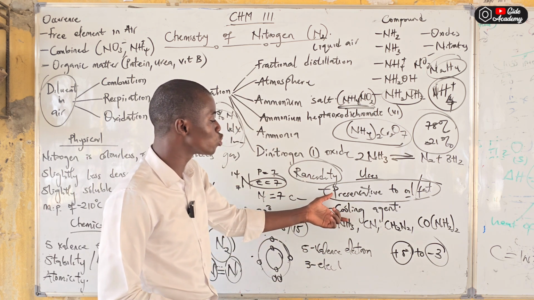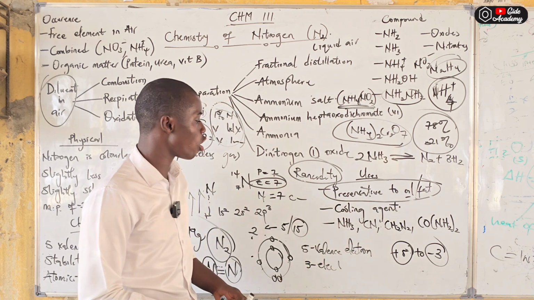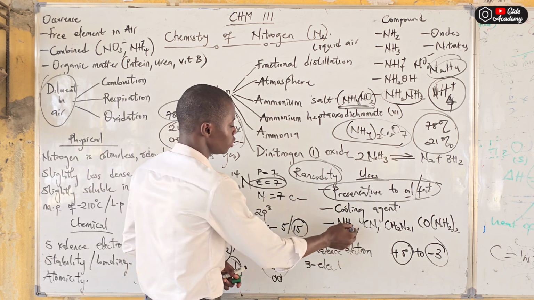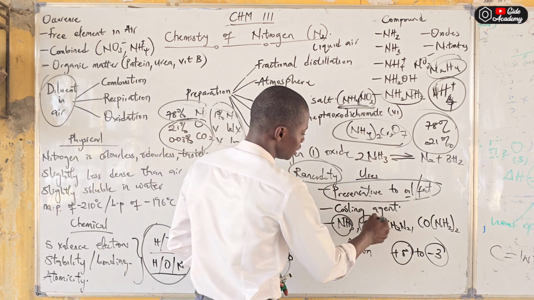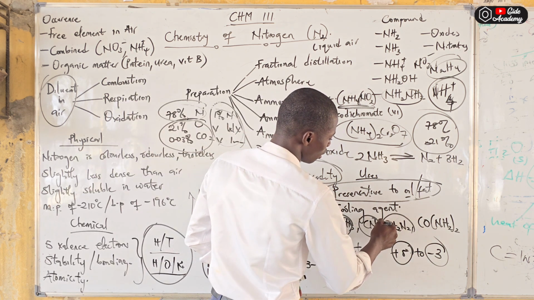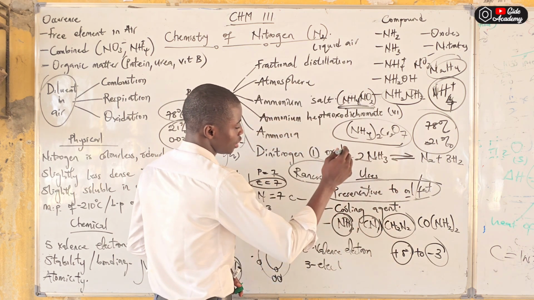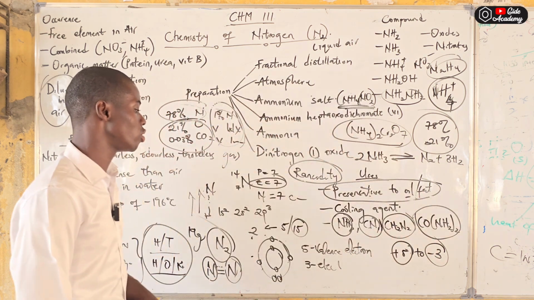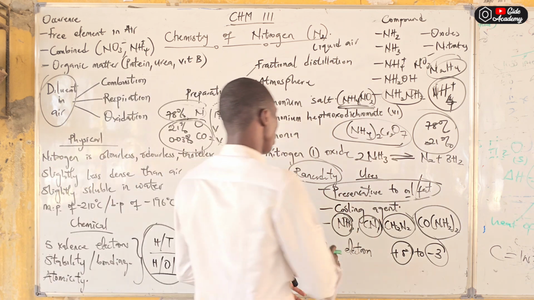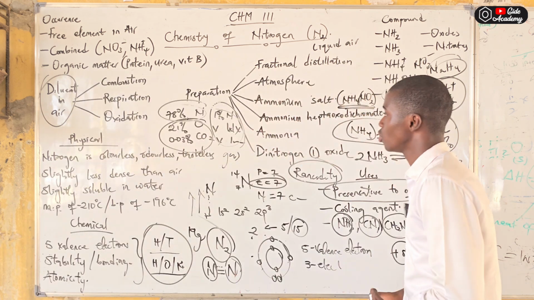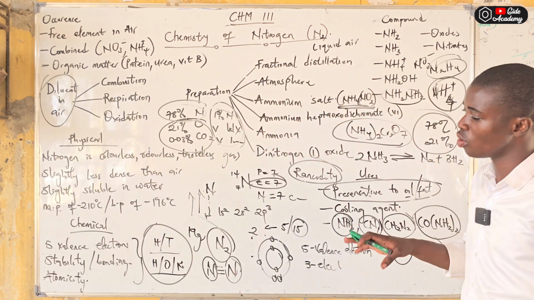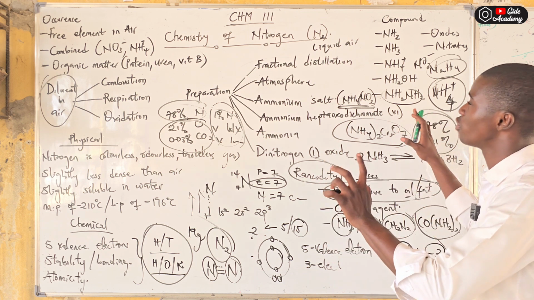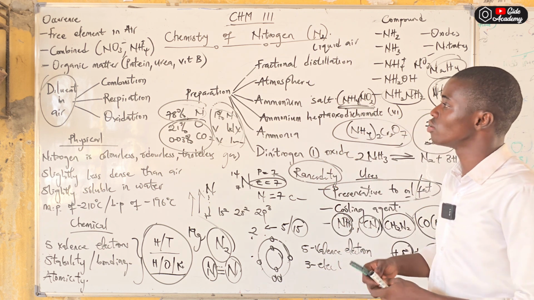So that's what nitrogen will do. Nitrogen is also a very good cooling agent, and nitrogen also helps in the production of ammonia, in the production of cyanide, in the production of cyanamide, then carbamide. So nitrogen can be used in the production of all these compounds and more. So that is a general overview of the chemistry of nitrogen.